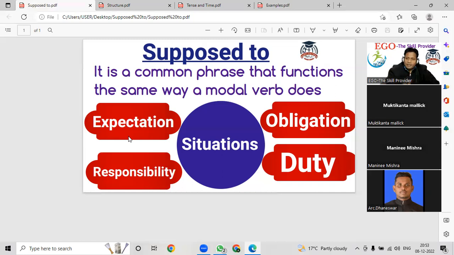Suppose you are having a party in a meeting, I will say you are not supposed to make noise. That means I don't expect it. You can use the negative, because this can also be negative.